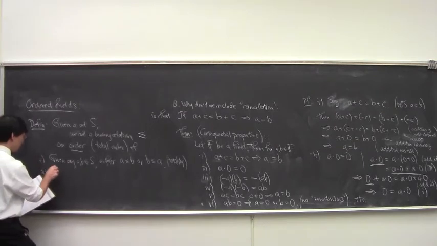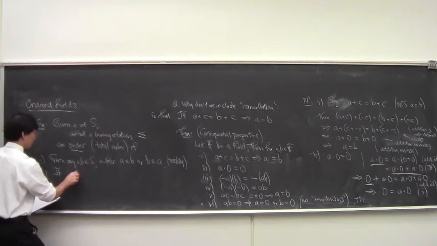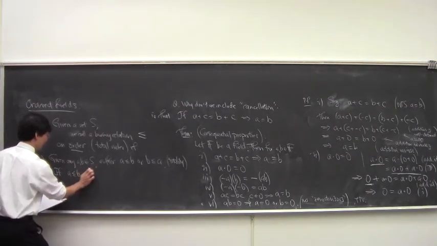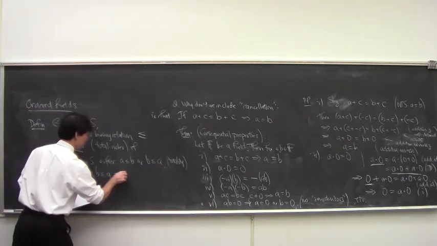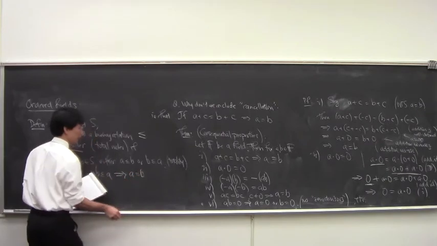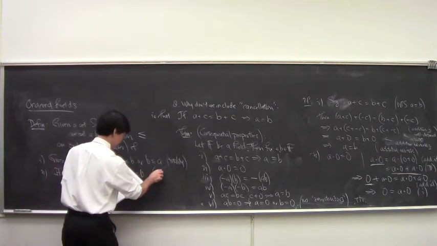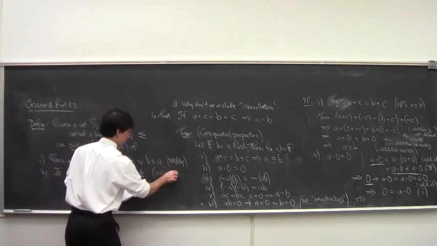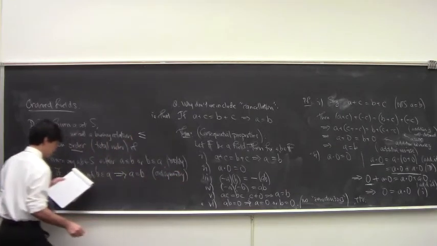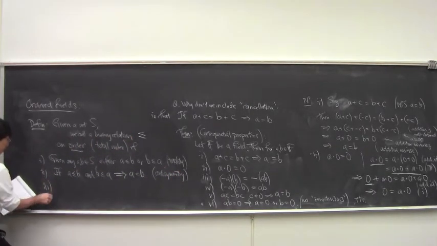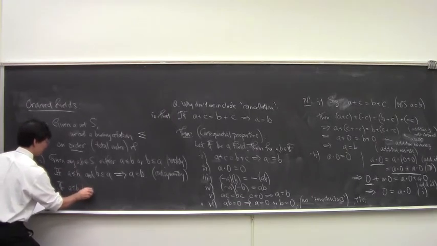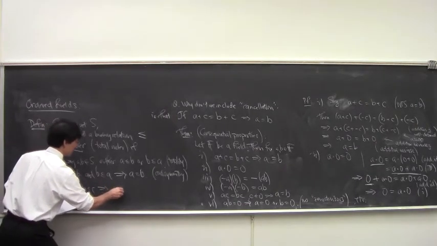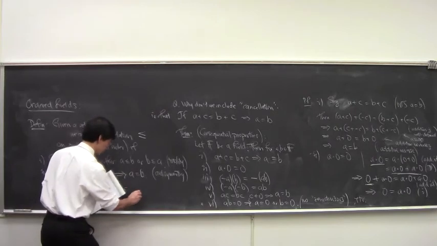Number two, if A is less than or equal to B, and B is less than or equal to A, that forces the things to be equal to each other. It's called anti-symmetry. Number three, third property, if A is less than or equal to B, B is less than or equal to C, then A must be less than or equal to C, and this property is called transitivity.